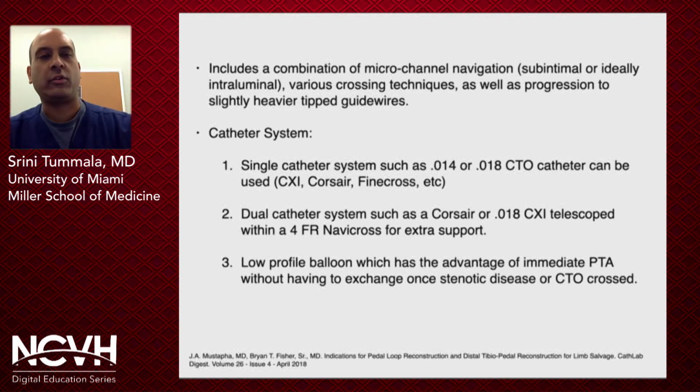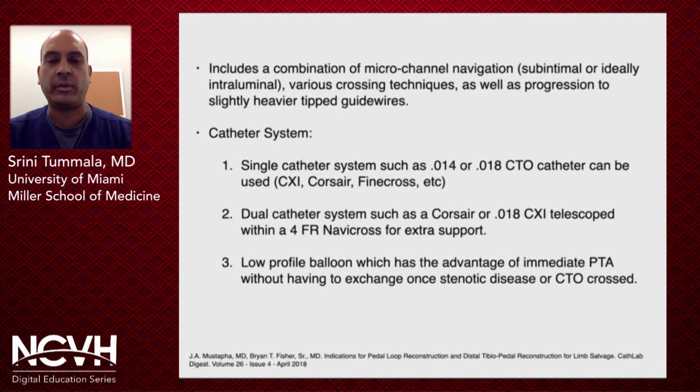Because you are dealing with tortuous and small vessels, you really want to understand your catheter and guide wire systems. You can tackle CTOs below the ankle with a single catheter system, such as an 014 or 018 CTO catheter, like a CXI, a Corsair, a Fine Cross. You can have a dual catheter system where you have a Corsair or maybe an 018 or 014 CXI telescoped within a 4 French Navicross to give you really extra support when you're trying to get through some of these chronic total occlusions.